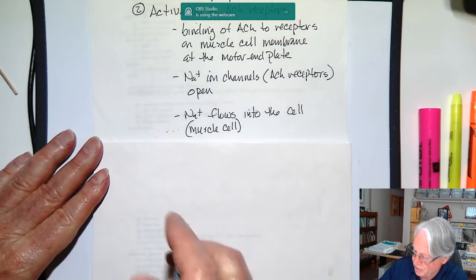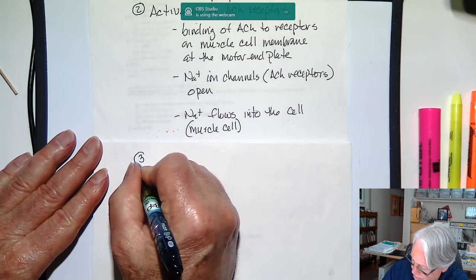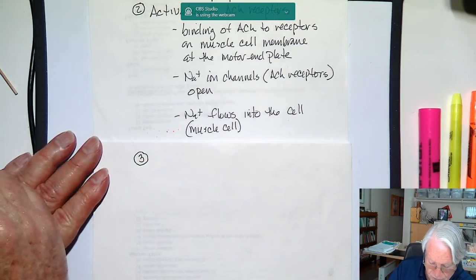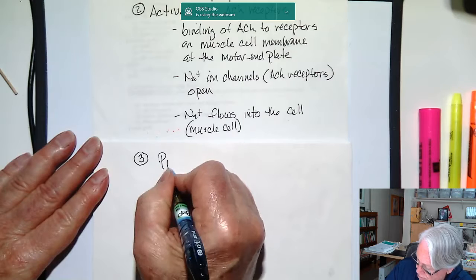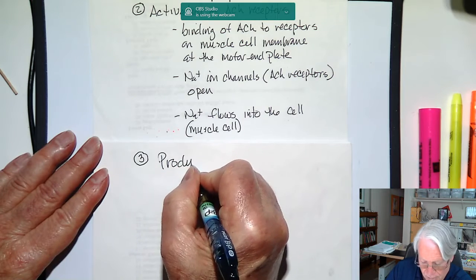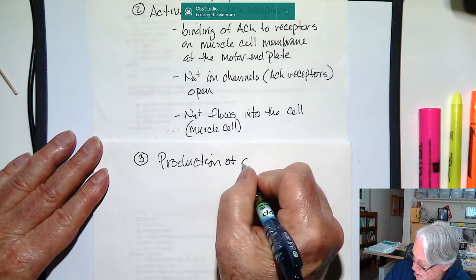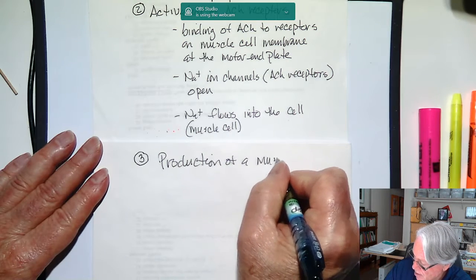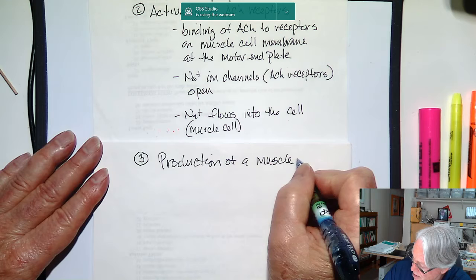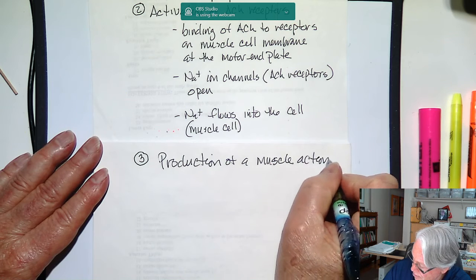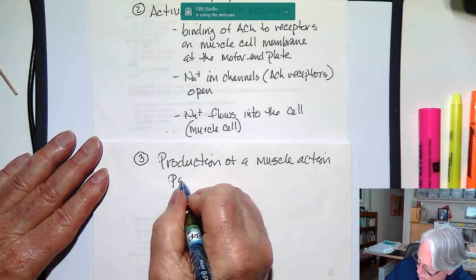Next step, number 3. Production of a muscle action potential.